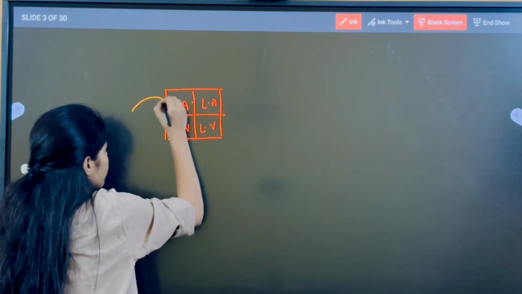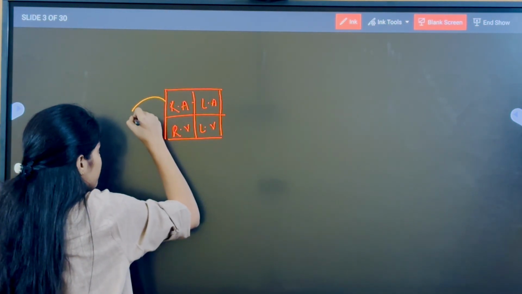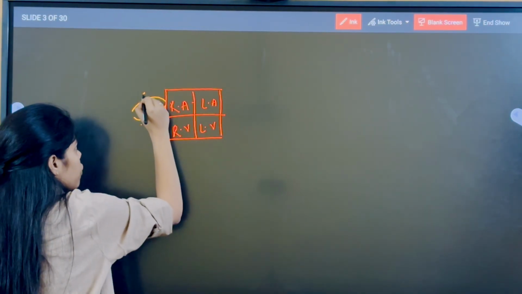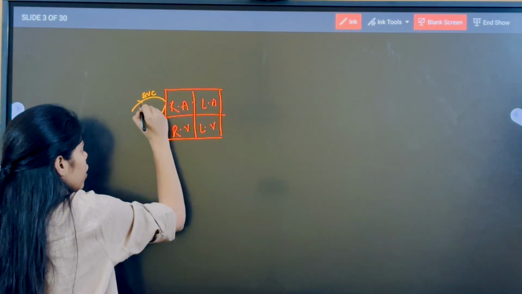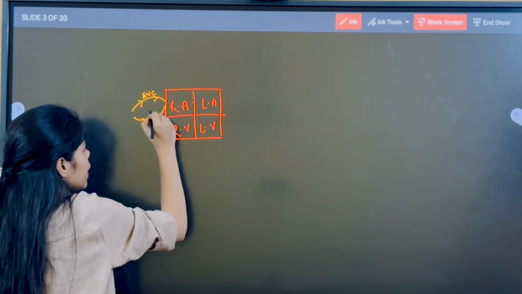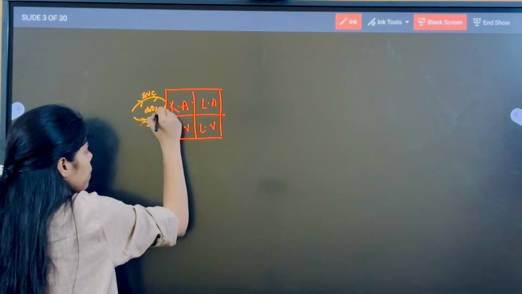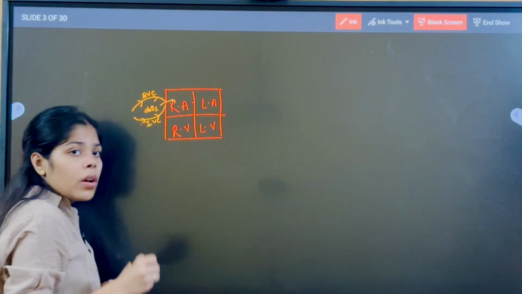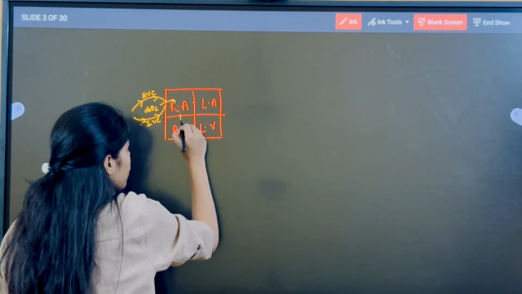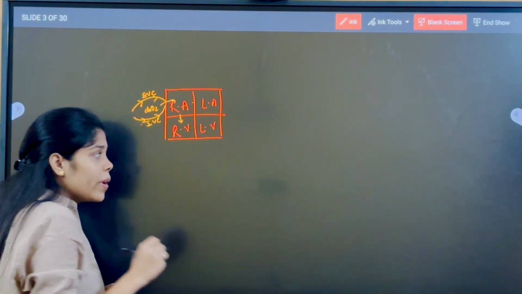We have deoxygenated blood. We have the superior vena cava and inferior vena cava, bringing deoxygenated blood to the left atrium. From the left atrium, the blood goes to the right ventricle.